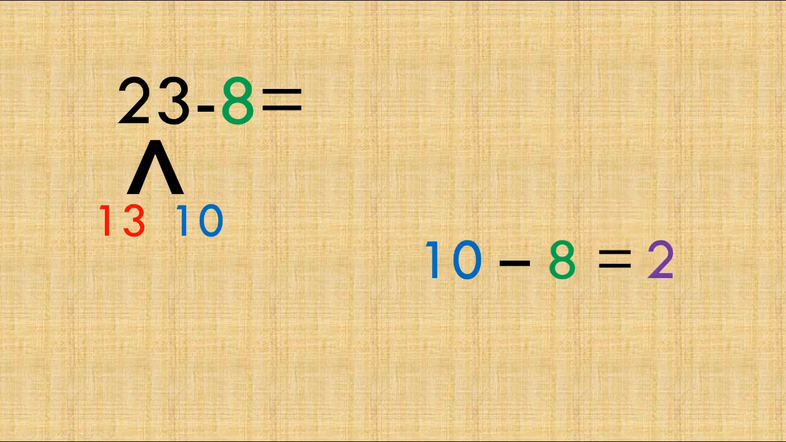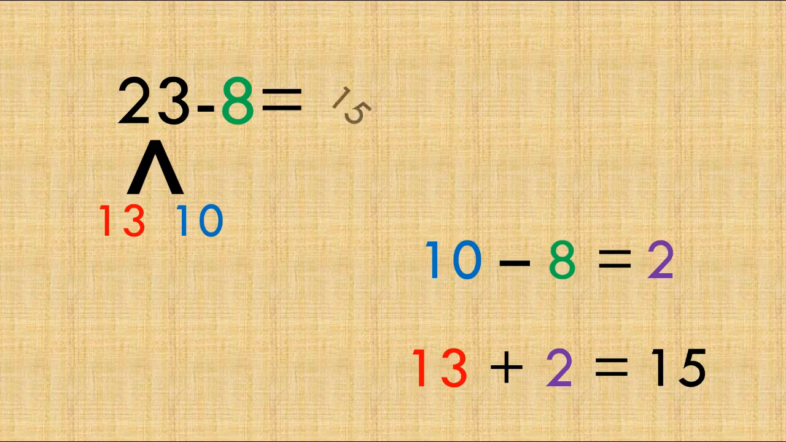2. Very good. Now my next number sentence is I'm going to take this 13 and I'm going to take this 2 that I just got. And I'm going to say 13 plus 2 equals what? 15. Very good. So 23 minus 8 equals 15. All right, here's your next one.